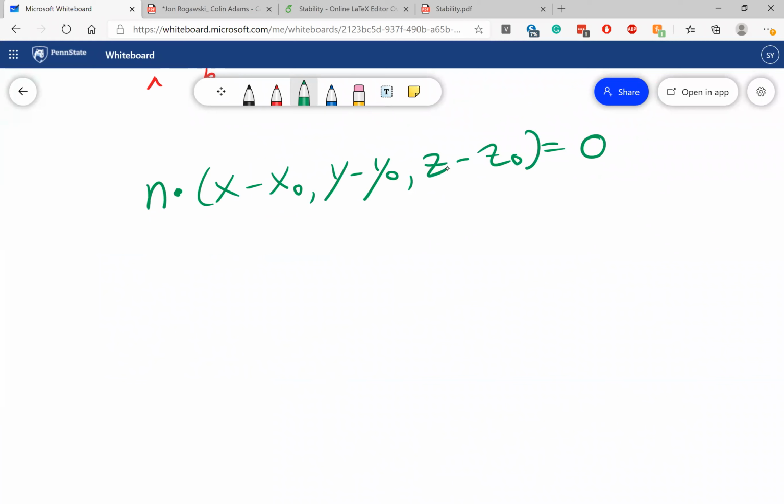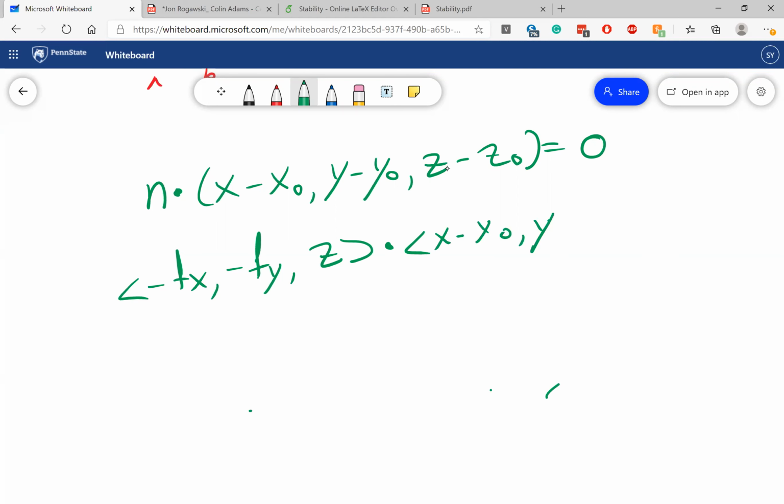Assuming that you know the normal vector. So we know the normal vector. The normal vector is the vector negative f with respect to x, negative f with respect to y, and z. And that we dot with x minus x0, y minus y0, and z minus z0. And we say that that's equal to 0. Okay?